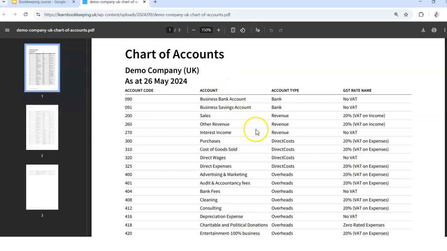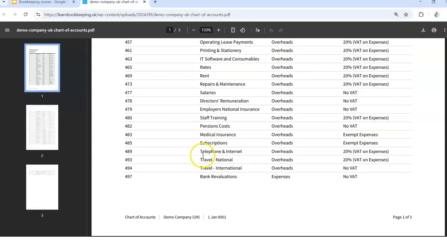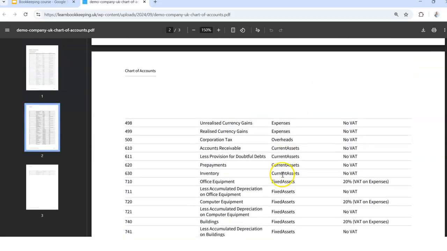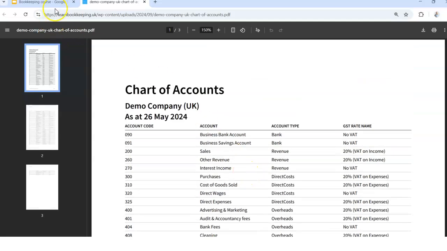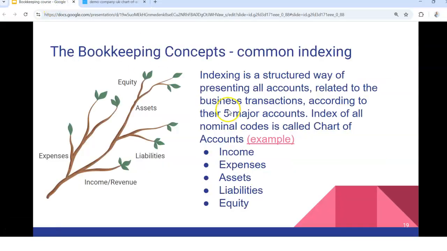So for instance, we have said that we have 5 major accounts, and one of them could be sales. Another one could be expenses, which is overhead. As you see, current assets, which relates to assets. But don't worry about this, we will cover it in more detail in the next section. The most important concept here is to understand you have 5 major accounts: income, expenses, assets, liabilities, and equity, which will be represented in the chart of accounts.